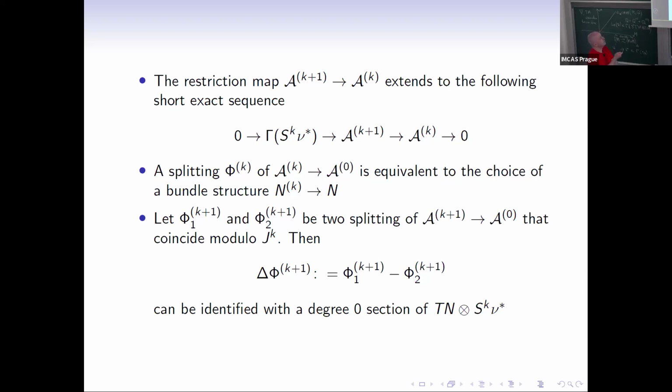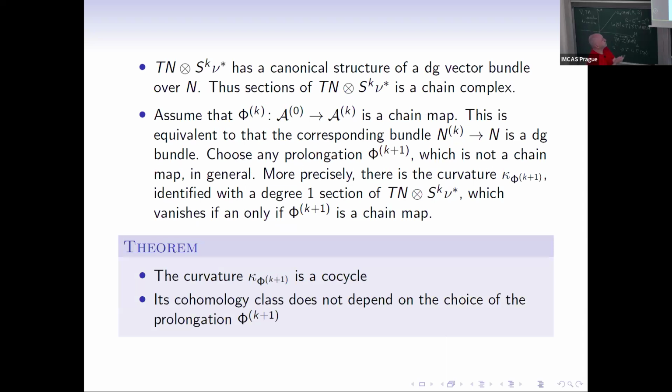And if we have two splittings, suppose one splitting is already chosen, if we have two splittings which coincide modulo J^k, then the difference will be linear. It will be a degree 0 section of TN times S^k ν*. And now we ask the question when φ_k from A. The section of this bundle corresponds to the choice of a Q bundle structure from the k-th neighborhood of N inside M to N. And this is true if and only if this section is a chain map.